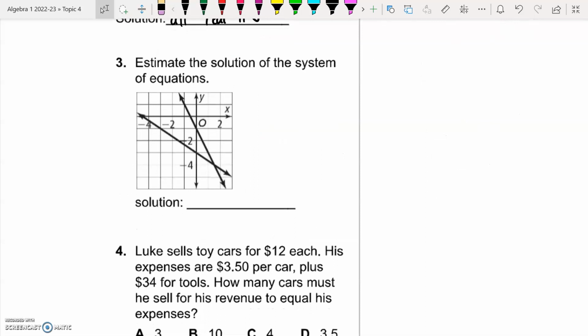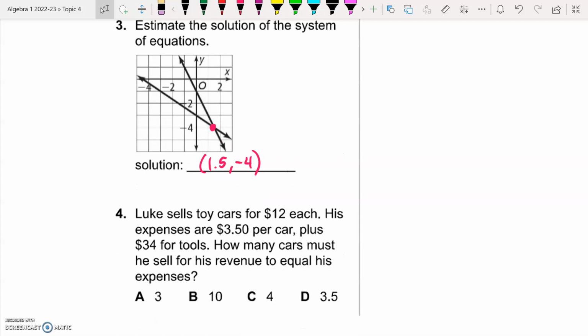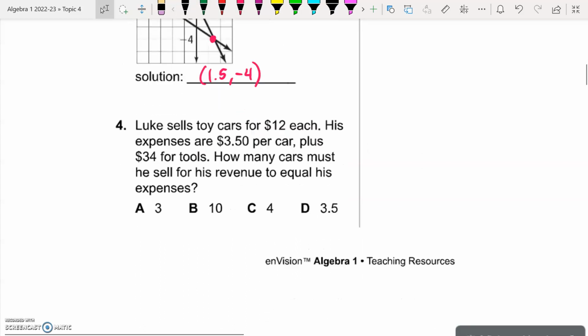Estimate the solution. Well, we know the solution is where they intersect, so I'm just looking for this point right here. It's kind of in between 1 and 2, so I'm going to say 1.5 for my x value, and then negative 4 for my y value because it's on the negative 4 line. An estimate is just a good guess. Okay, in that case, we know that's probably going to be what it is. It's in between 1 and 2.